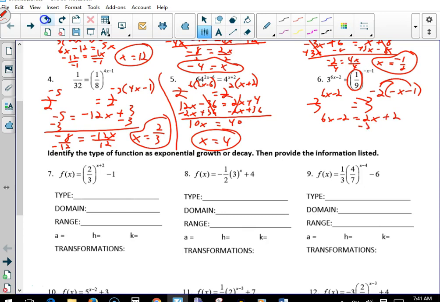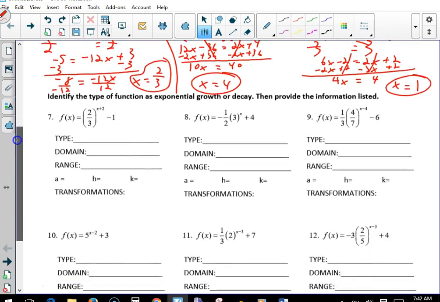I'm going to subtract 2x from both sides, get them over to the left. I'm going to add 2 to move the numbers over to the right, which gives me 4x, cancels, cancels, equals 4. And now if I divide by 4, I get x equals 1. Okay.